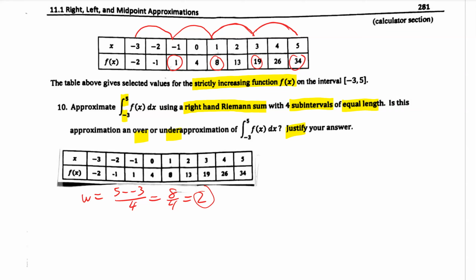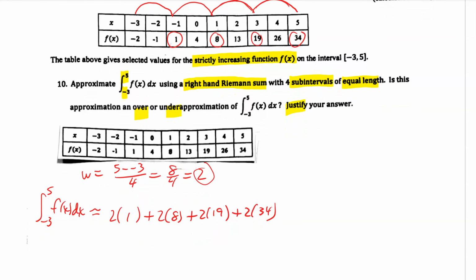All right, so the estimate, the integral of -3 to 5 of f of x dx can be approximated by, let's see, it's a base of 2 times a height of 1 plus a base of 2 times a height of 8 plus a base of 2 times a height of 19 plus a base of 2 times a height of 34. And we work that out. And let's see, that's going to be 2 and 16 is 18 plus 38 more plus 68 more. Working that out carefully. You can show some extra steps in there if you like, but it is 124.